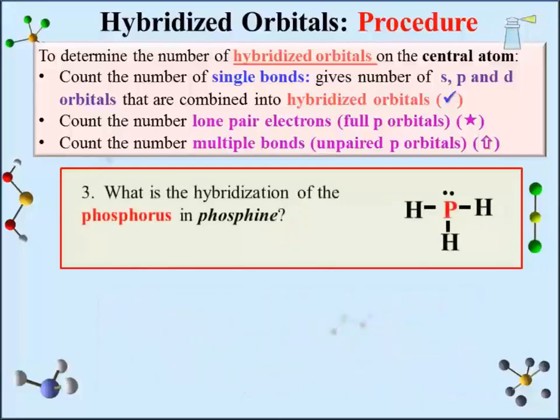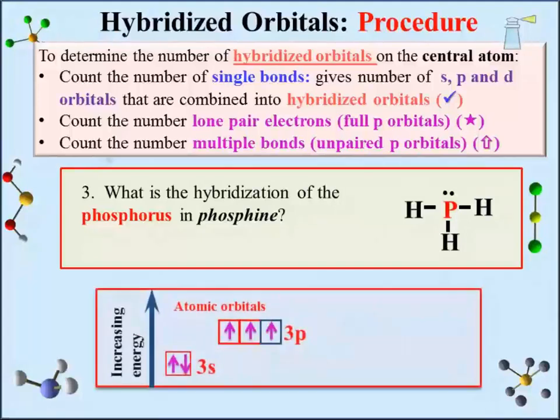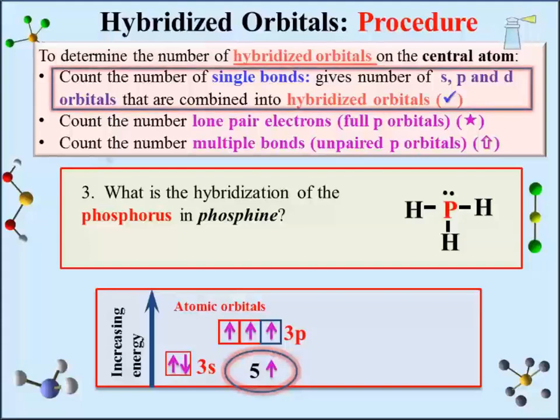Example 3 wants to know the hybridization on the phosphorus in phosphine, PH3. A look at the electronic configuration of the central atom phosphorus shows it to have 5 valence electrons, with each of the p orbitals having a single unpaired electron. And we begin with counting bonds. Taking off single bonds, we see that there are 3 bonds around the phosphorus. Hybridization will need 3 orbitals, sp2, the single s and 2 p's.